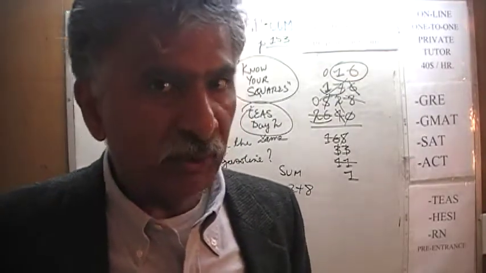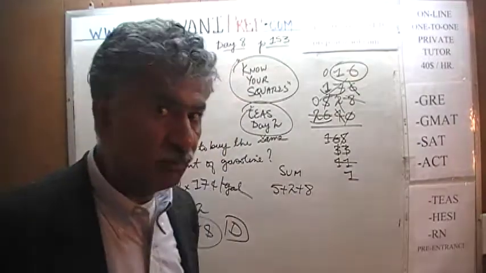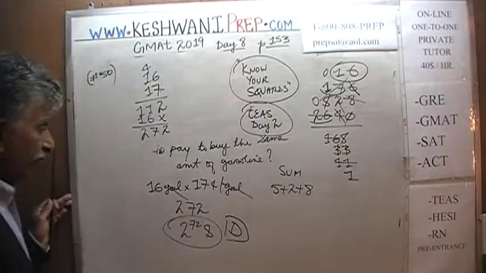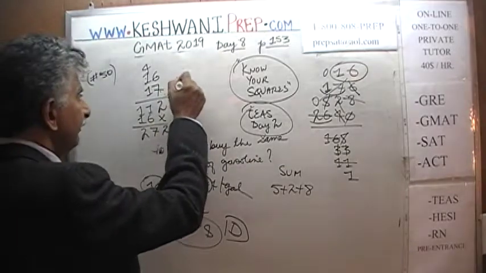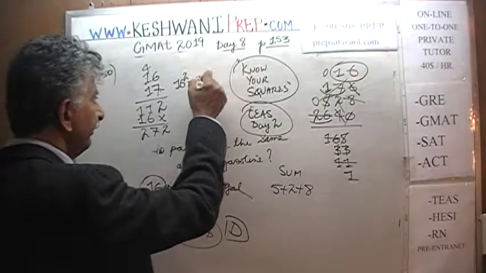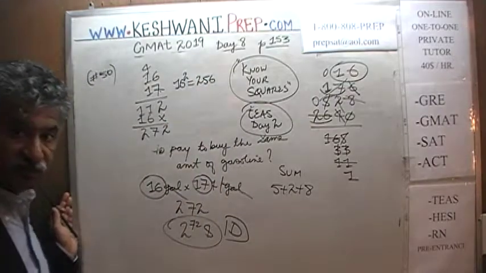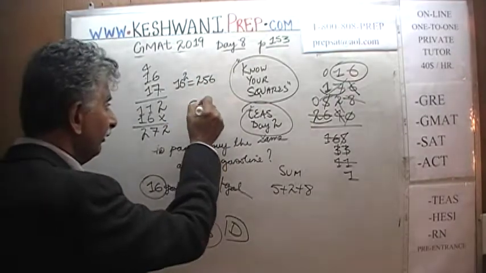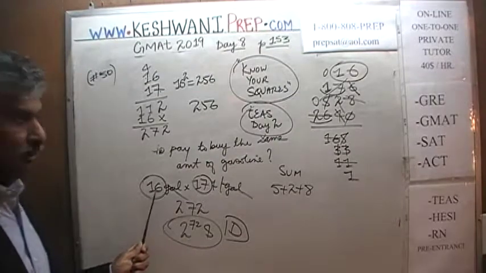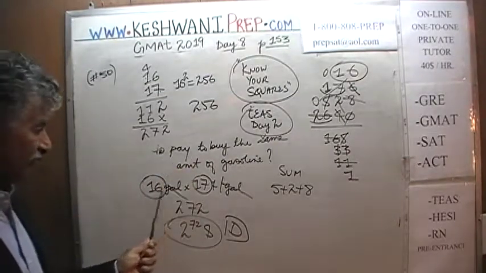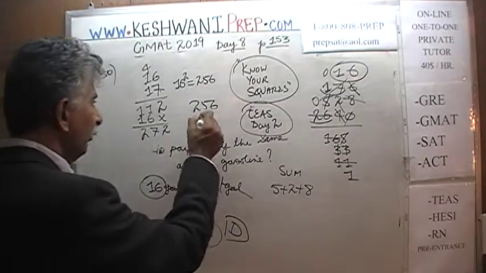And if we did know our squares, this is what we would have done. We want to find 16 times 17. But we know that 16 squared is 256. In other words, 16 16s are 256. Well, we don't have 16 16s, we have 17 16s. So just add one more 16 to it.